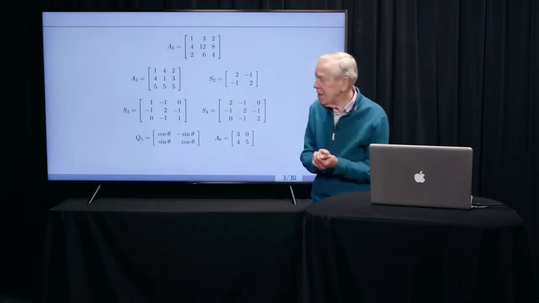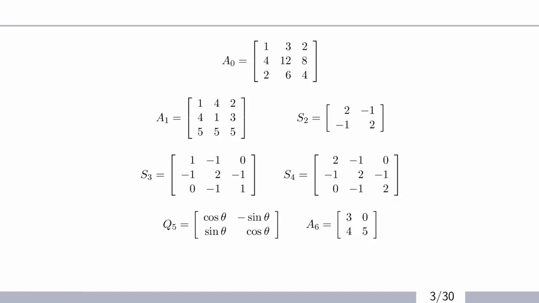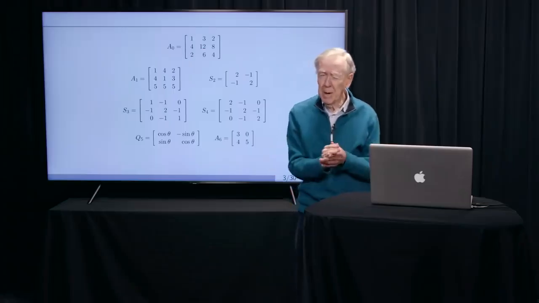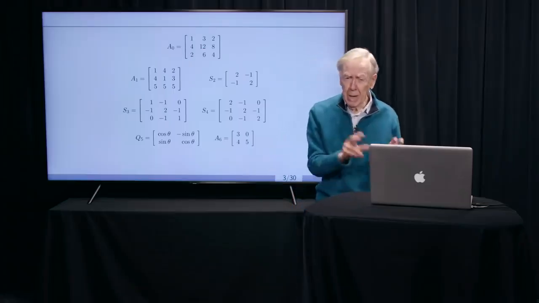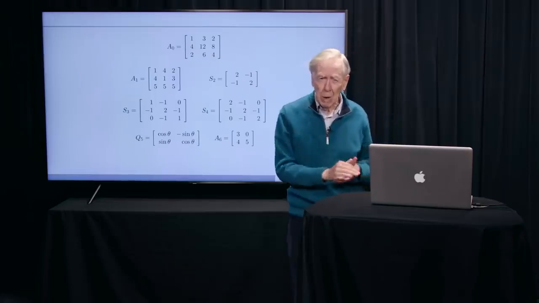The columns, look at the columns. 1, 4, 2. If I multiply that by 3, I get 3, 12, 6. If I multiply it by 2, I get 2, 8, 4. So somehow, magically, the columns are in the same direction exactly when the rows are in the same direction. They're different. That's what linear algebra is about, the relations between columns and rows.